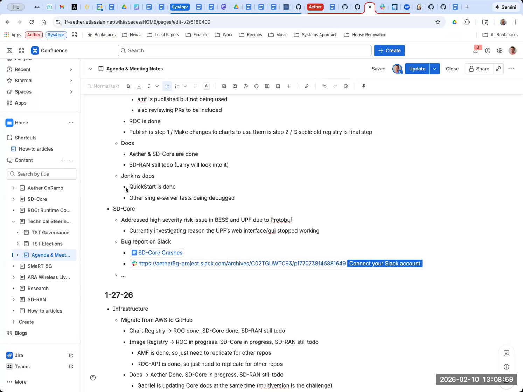Jenkins, the quick start test is now running as a GitHub action. It runs on push and manually triggered. All the others are just going to be manually triggered for now. Yeah, and I've had occasion to use the quick start job in the GitHub action, and it worked flawlessly. It was super convenient. So yeah, I was really excited. Yeah, I'm very happy about that one.